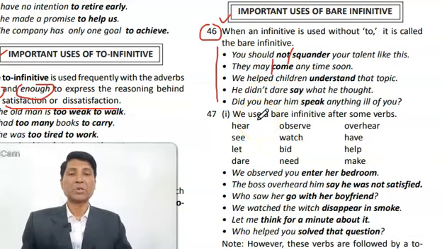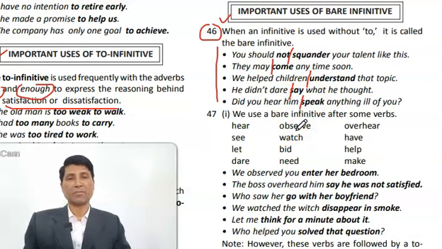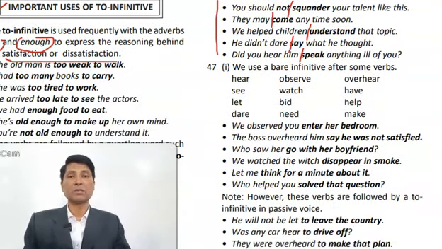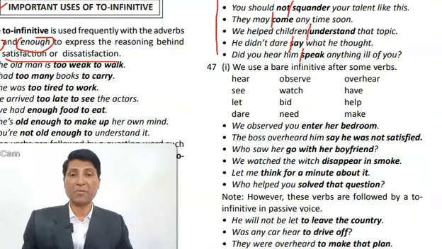We help children understand that topic. So there is no to here also. He did not dare say what he thought. There is no to before say. Did you hear him speak anything ill of you? So there is no to here before speak. So it becomes clear that when the infinitive is used without to, it is called the bare infinitive. But my question is, what are the situations? What are the rules for the use of the bare infinitive?